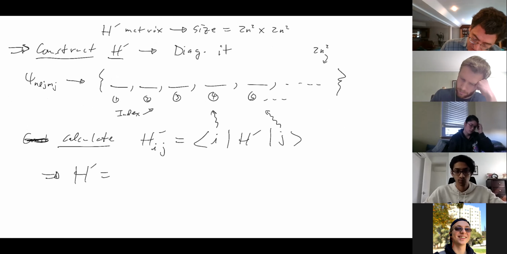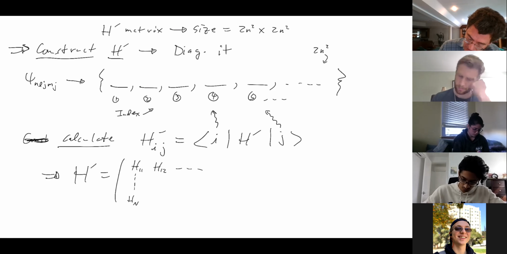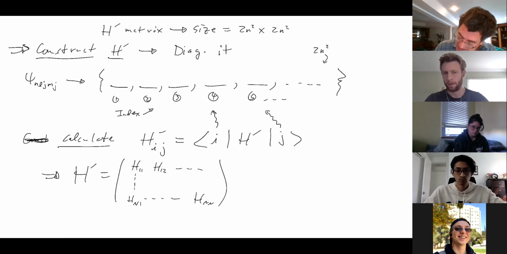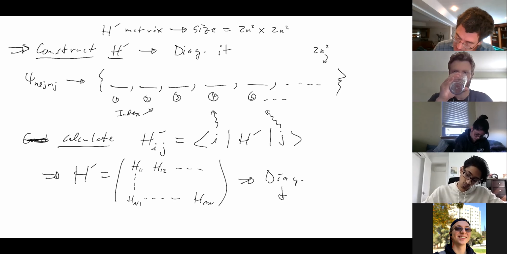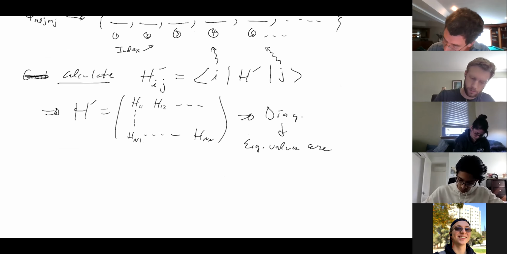And so you construct them all, and then you have the matrix. H prime is equal to this matrix: H11, H12, and so on, down to HN1 and so on, up to HNN. And then diagonalize it, and the eigenvalues are the new energies.